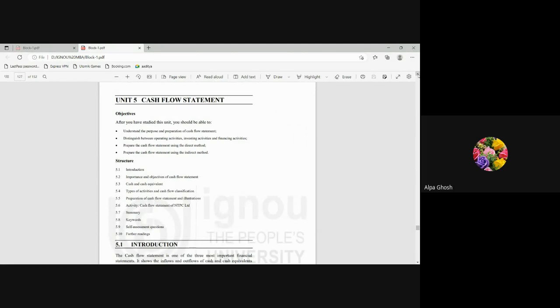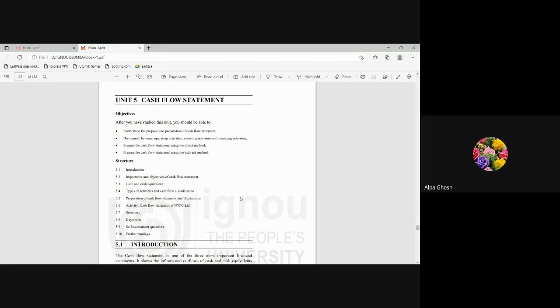So here it is, the objectives. The objectives of cash flow statement is, first you need to find out why we should prepare the cash flow statement. We need to find a difference between different type of activities in the cash flow statement. The activities are named as operating activities, investing activities, and financing activities. We also need to prepare the cash flow statement with the help of direct and indirect method. I personally prefer using indirect method, and I will make you understand how to prepare cash flow statement.